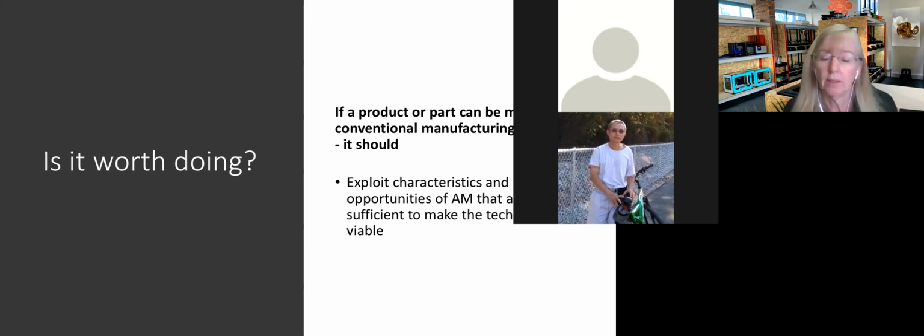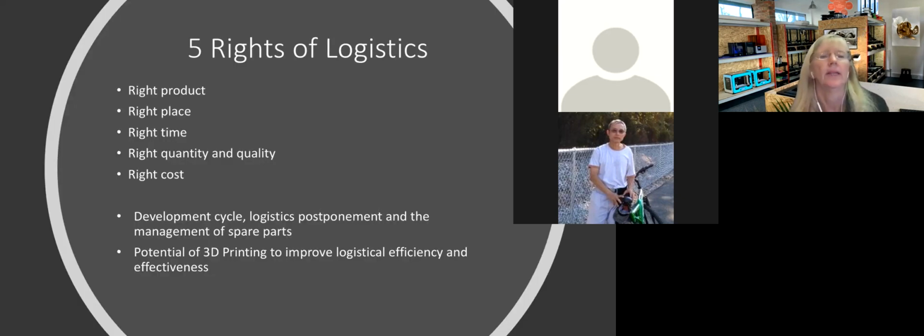From a sort of more of a world perspective, essentially, why should we use additive manufacturing? Think of the 5 rights of logistics. You want the right product in the right place at the right time, at the right quantity and quality, and the right cost. 3D printing couldn't be more perfect from a business point of view in order to match that.